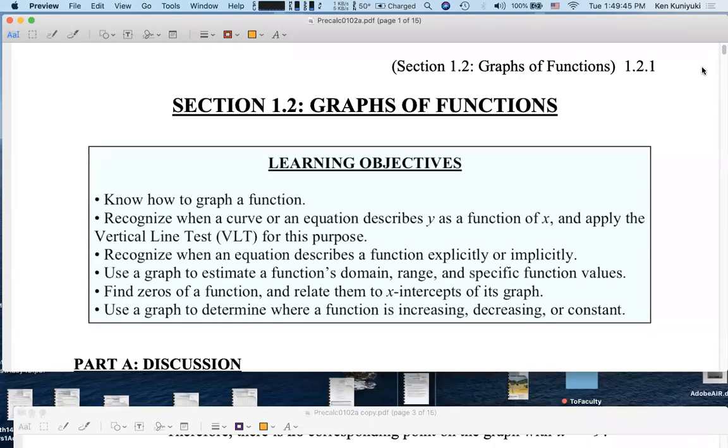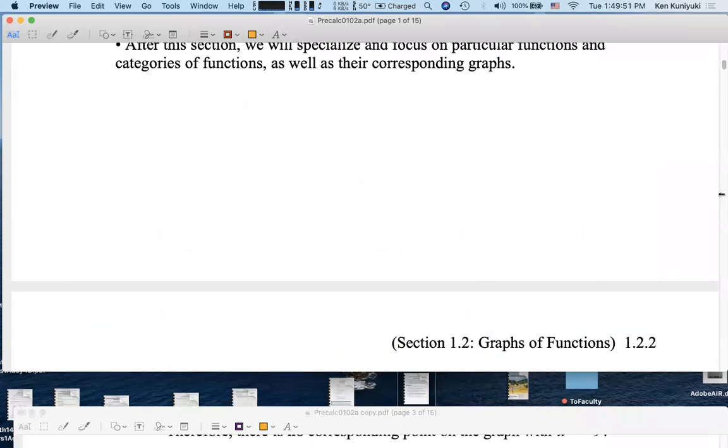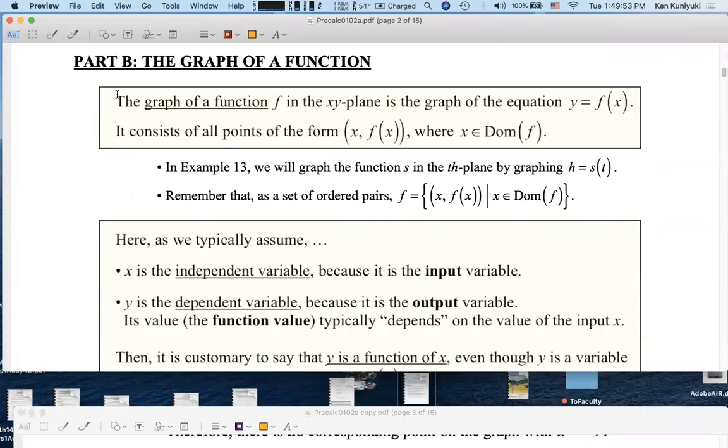Hi everyone. In section 1.2, we're going to graph functions using our usual setup. So we're going to graph a function f in the xy plane, where y is a function of x. So we have the equation y equals f of x that we want to graph.